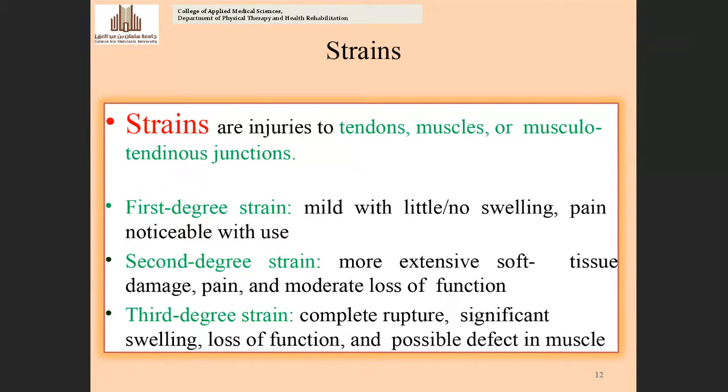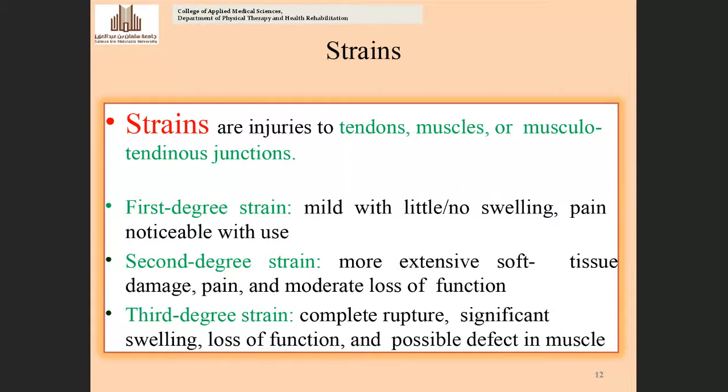And the next one, similar to sprains, is known as strains. What does strain mean? It happens to the muscles. Strains are injuries to the tendons, the muscles, or the musculotendinous junction. There is a difference between a sprain and a strain: a sprain occurs in the ligaments, and a strain occurs in the muscles, the tendons, or the musculotendinous junction. Let me explain the important degrees of muscle strain.